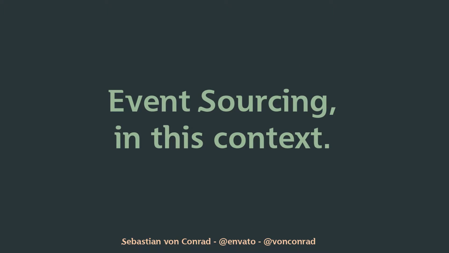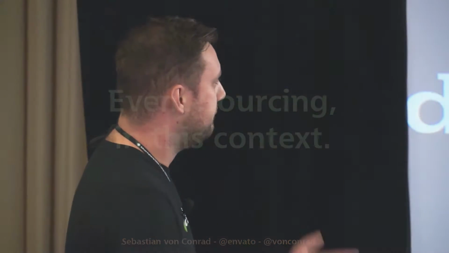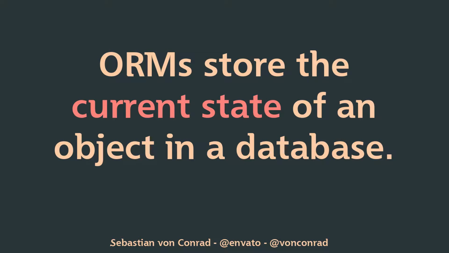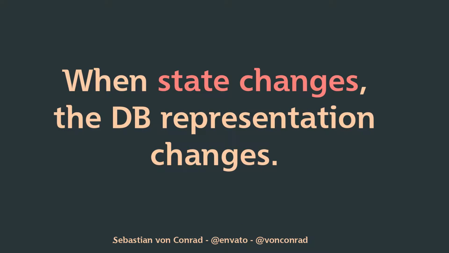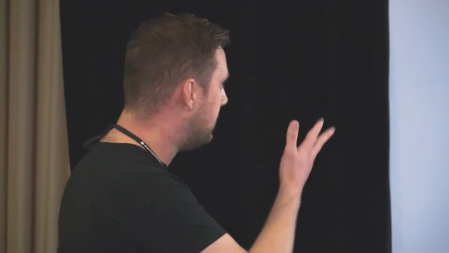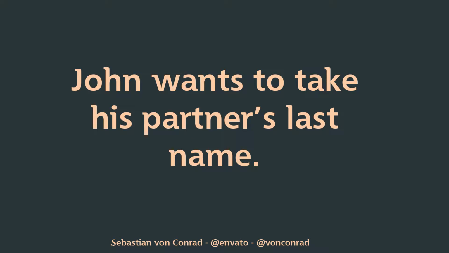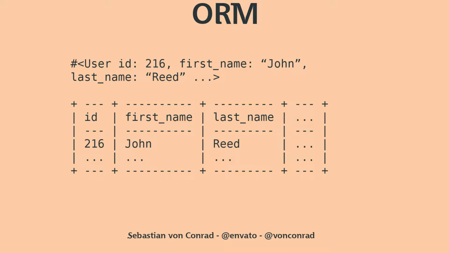So event sourcing in this context, now that we've defined what an event is, actually, before I go on to event sourcing, let's talk about what it's not. Standard practice for many of us is to store the current state of an object. If you use object-oriented programming, the standard practice is to store the current state of this object in a database using an ORM of some sort. So when the state of that object changes, the database representation also changes. Let me give you a concrete example. John's gotten married, he wants to take his partner's last name. In an ORM, we'd have a user object, and that user object would be represented in a database like this. And then when we update that user, the database representation changes. So it goes from John Reed to John Hill.